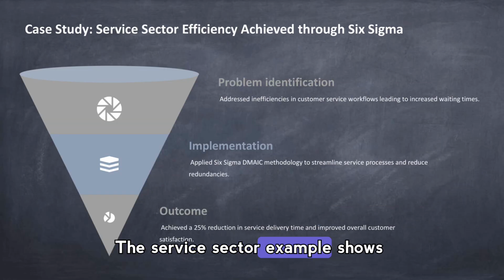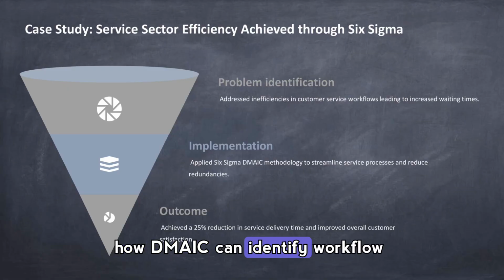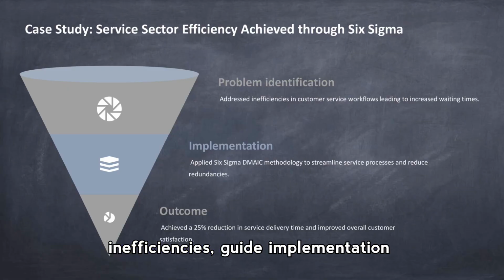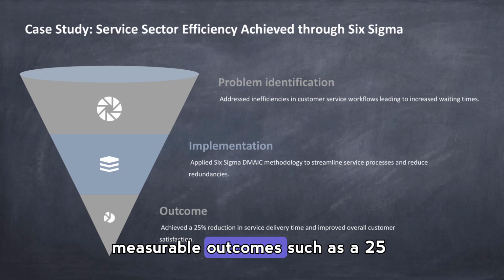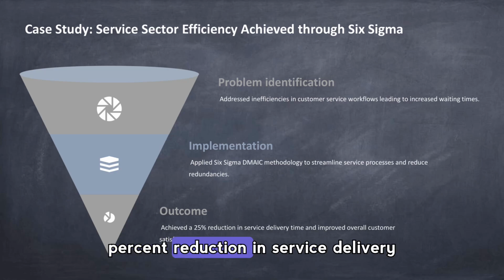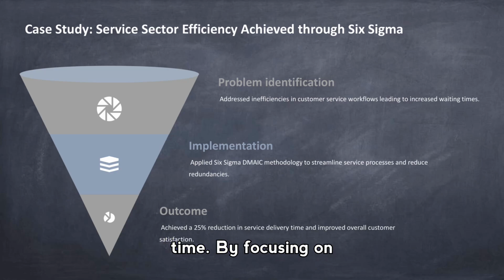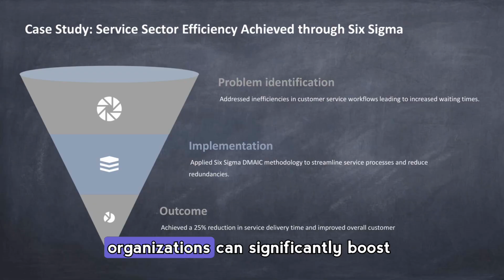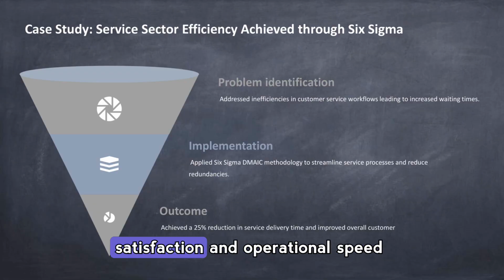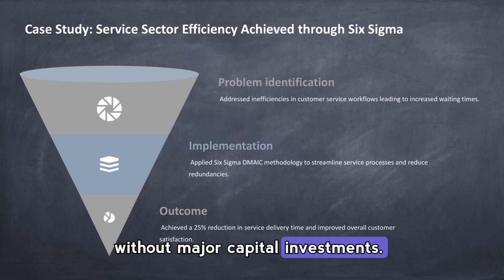The service sector example shows how DMATE can identify workflow inefficiencies, guide implementation of process changes, and deliver measurable outcomes such as a 25% reduction in service delivery time. By focusing on customer-facing processes and removing redundancies, organizations can significantly boost satisfaction and operational speed without major capital investments.